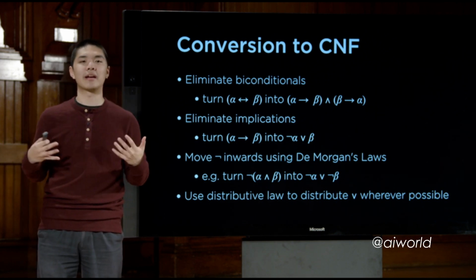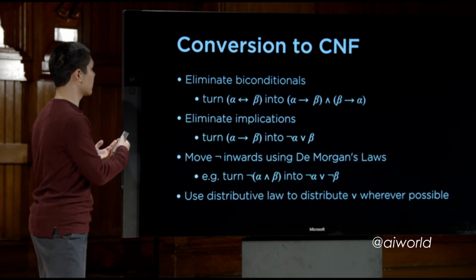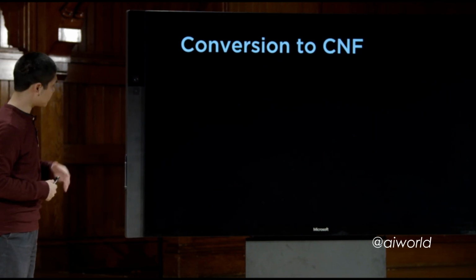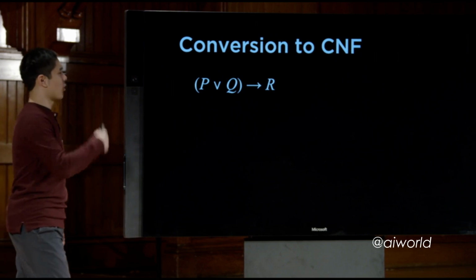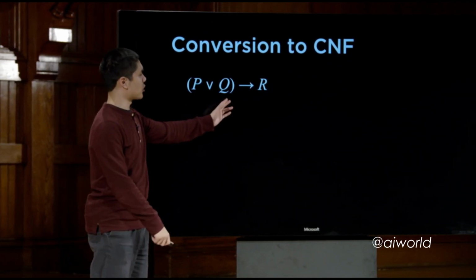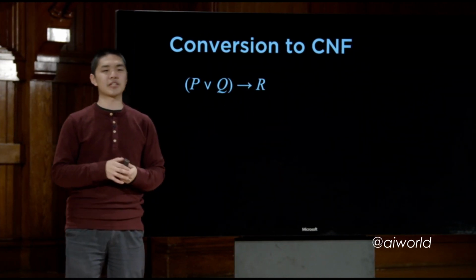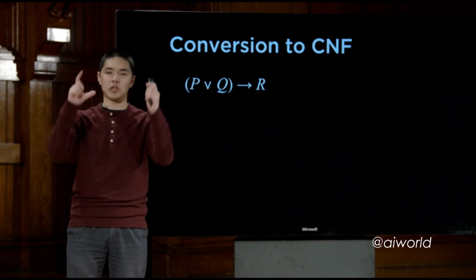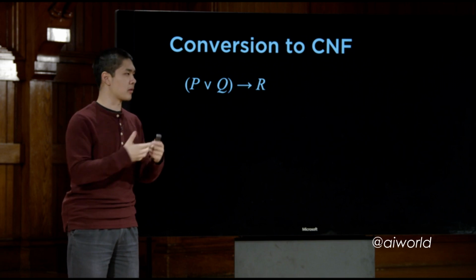And let's now take a look at an example of how we would do this and explore then why it is that we would want to do something like this. Here's how we can do it. Let's take this formula, for example: P or Q implies R, and I'd like to convert this into conjunctive normal form, where it's all ands of clauses, and every clause is a disjunctive clause.